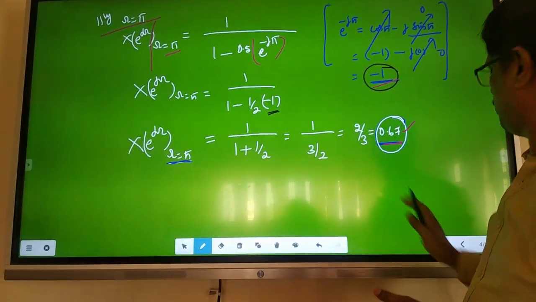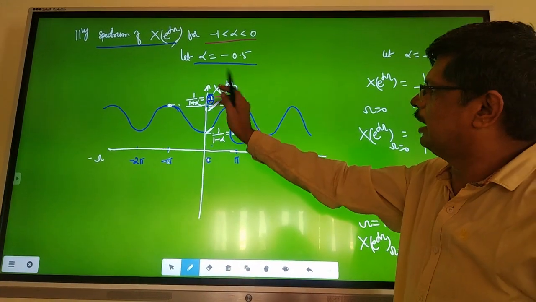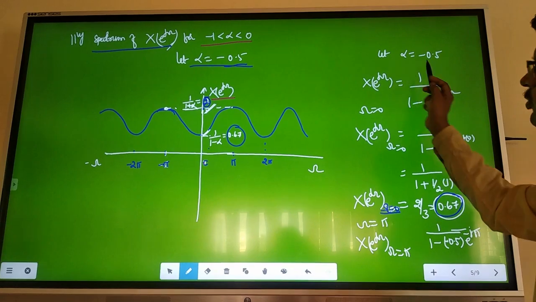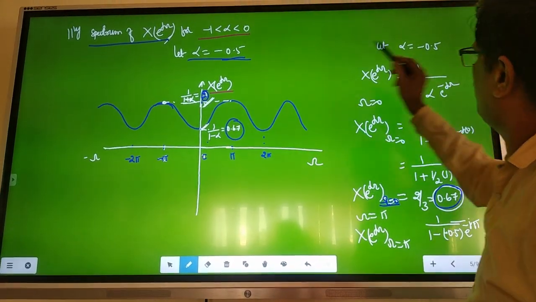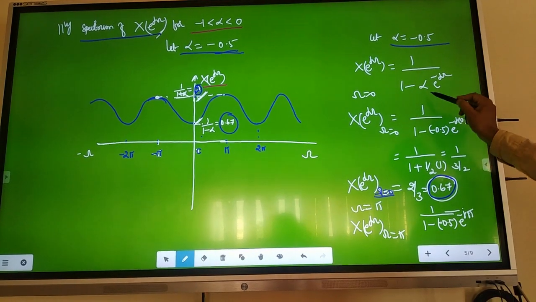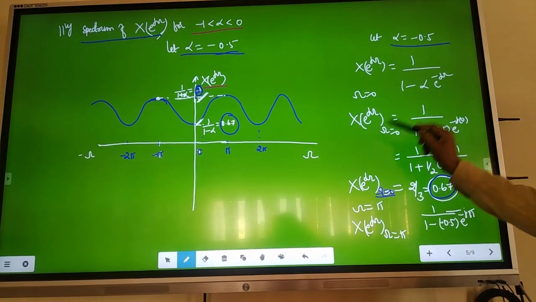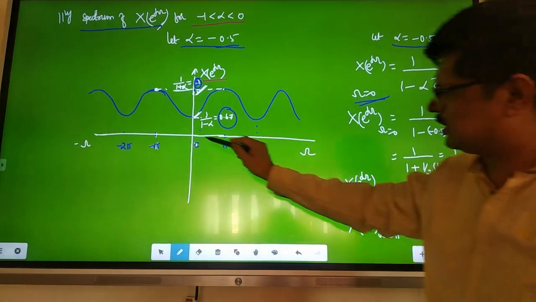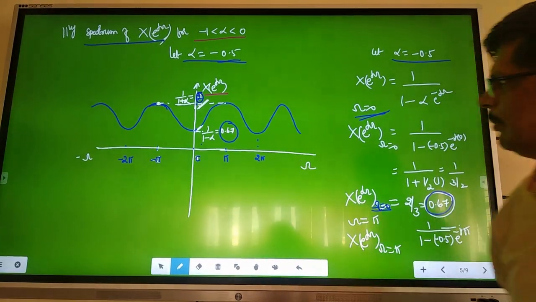Now this is the spectrum for a negative value of alpha, minus 0.5. Let me substitute how I am getting it. For example, let alpha equal minus 0.5. X of e power j omega is equal to 1 by (1 minus alpha e power minus j omega). Now substitute here. At omega equal to 0, I should get the minimum.